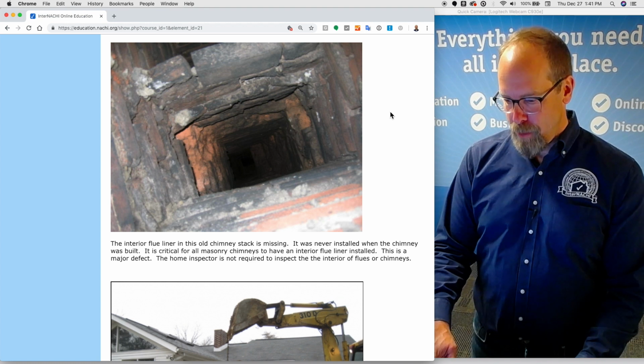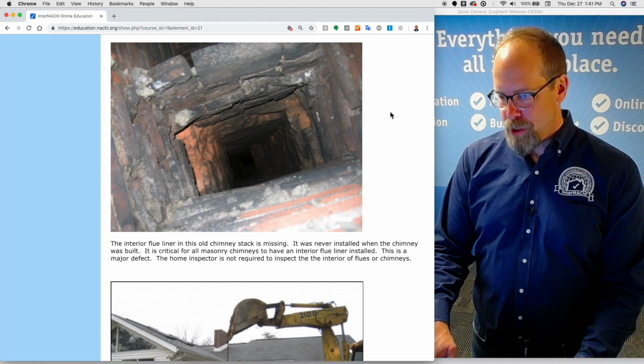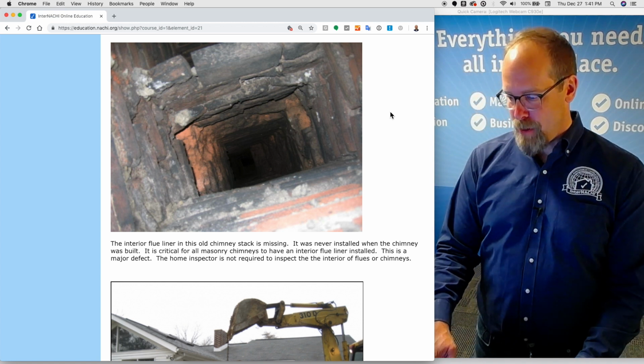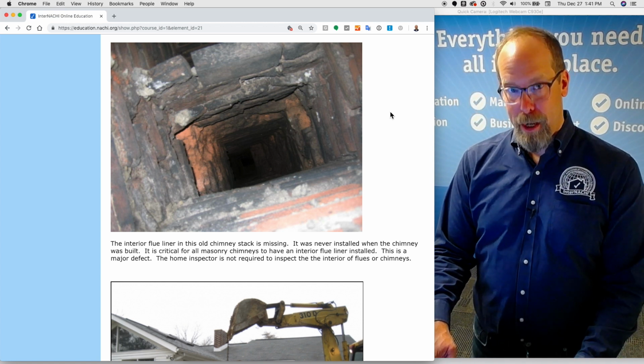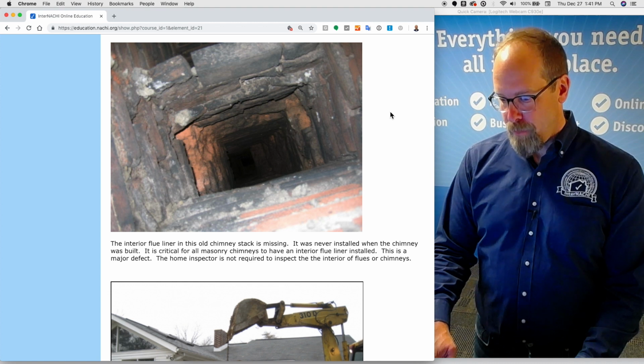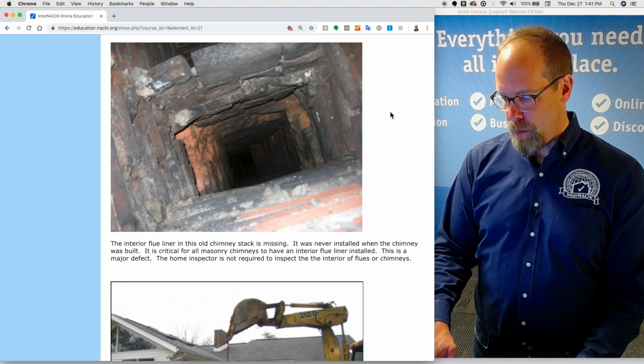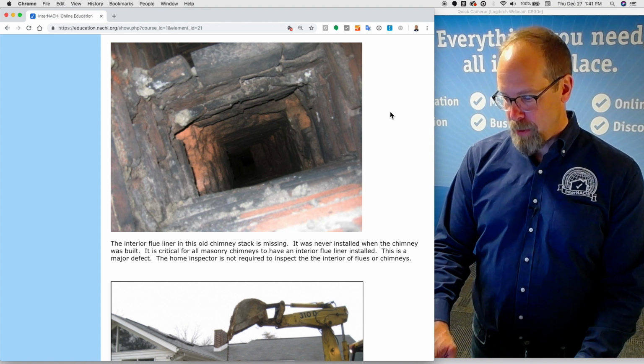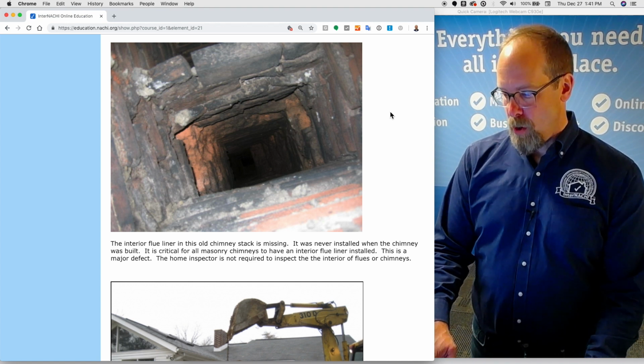This is the interior flue liner of an old chimney stack, and there is no interior flue liner. It's missing. It was never installed when the chimney was built 100 years ago. It is critical for all masonry chimneys to have an interior flue liner installed. This is a major defect. The home inspector is not required to inspect the interior flues or chimneys.